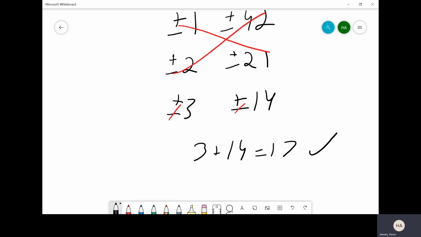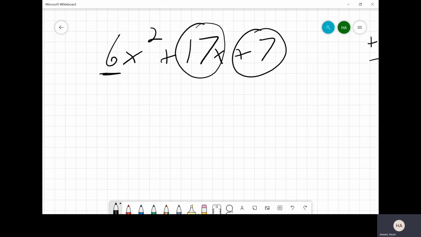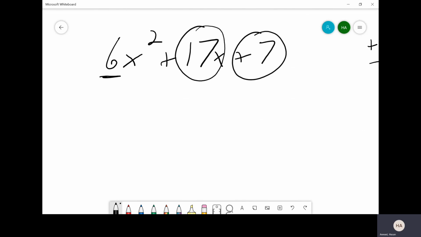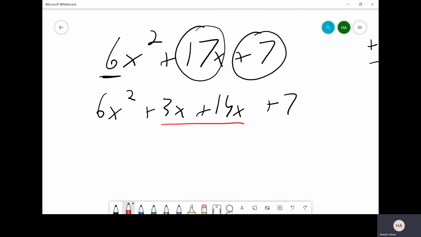Great. So the only other step that's going to be different than the one above is we're just going to write those out. We're going to write out 6x squared plus 3x plus 14x plus 7. And the reason that we can do this is because you look and you say, okay, 17x is really the same thing as 3x plus 14x, right? We're just splitting it up by the factors that we determined before. So these guys, when added together, would give us the 17x.